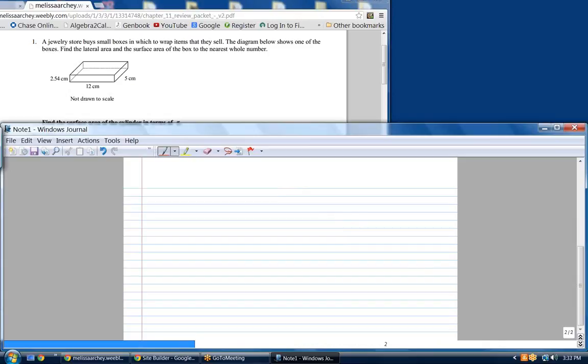What's the lateral area? To find that, I don't remember exactly the formula. Well, the surface area is the sum of all of the faces. The lateral area excludes the base. So the lateral area would just be this side, this side, this side, and that back side. So let's talk about the lateral surface area first.